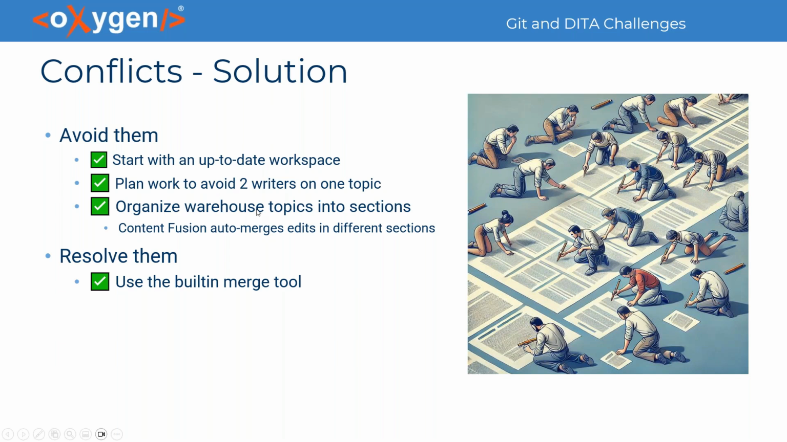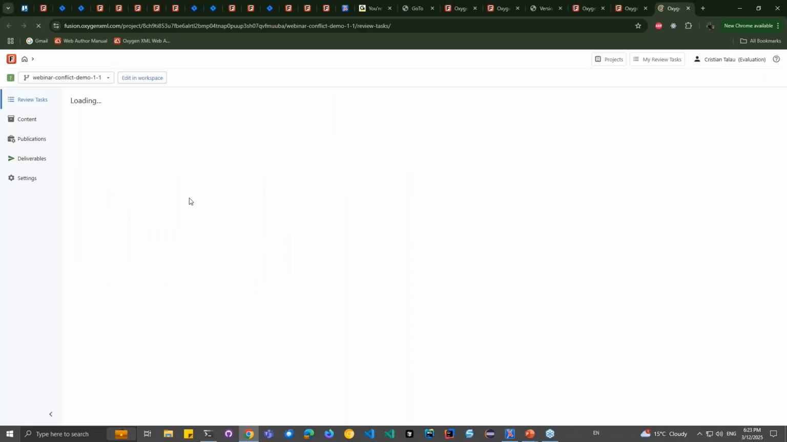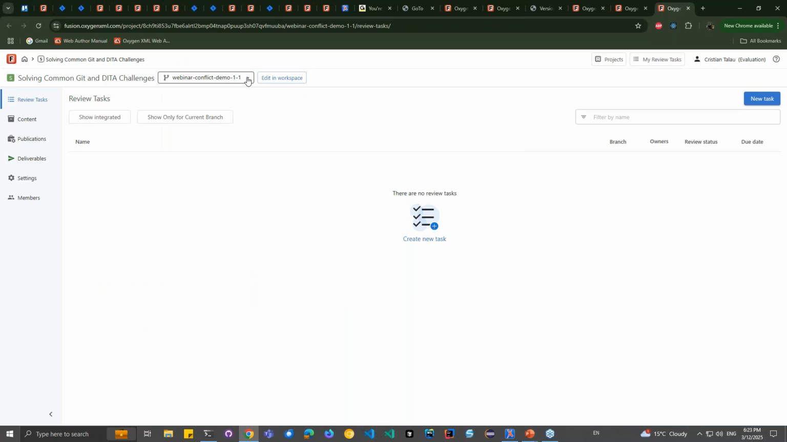Another useful strategy is to organize warehouse topics into sections. If you organize them into sections, you will have multiple people adding new content, but not always at the end of the topic, but in different sections. And then Content Fusion is able to automatically merge this type of conflicts. And if none of these approaches work, you always have the chance to use the Content Fusion visual merge tool to solve the conflicts. So I wanted to show you first a case in which conflicts occur when merging two branches that modify a single file. So I created a branch here.